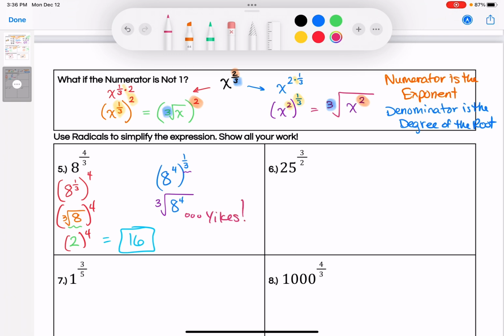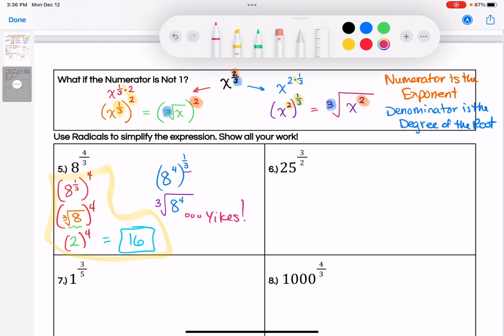Yikes. No way. So I'm going to pick the method where I have the fractional exponent first, so I can figure out that root with a smaller number and then get my number to be even smaller and then do an exponent, right? So this is definitely the faster way, where you put that fraction inside the parentheses and then do your exponent last. All right, look over there on number 6, 25 to the 3/2 power. See if you can pause your video and do it.